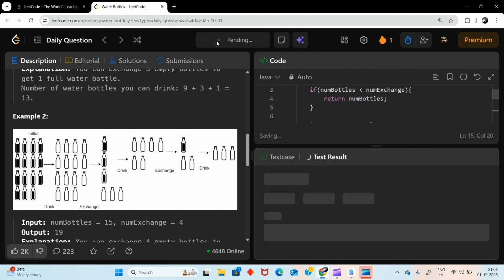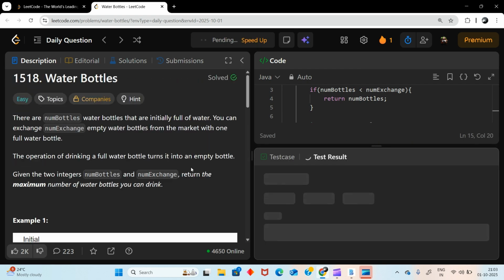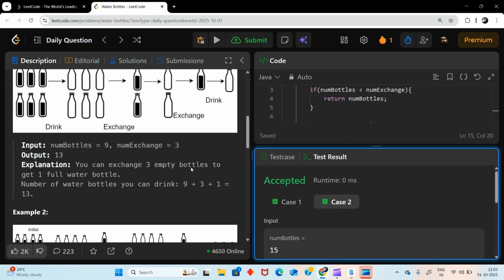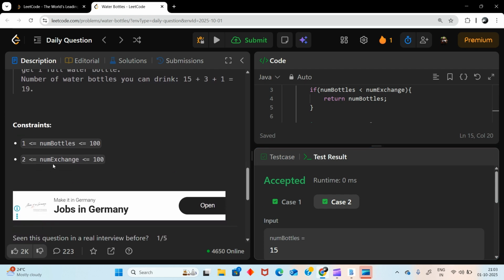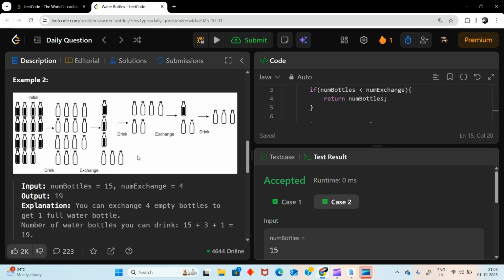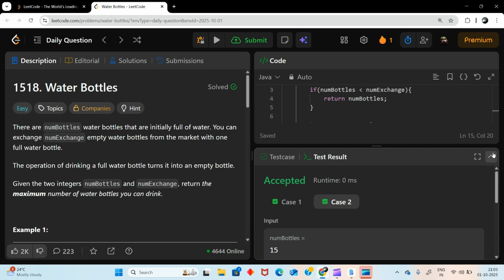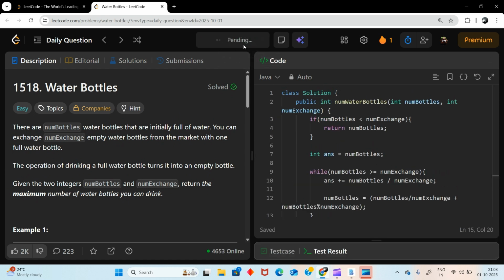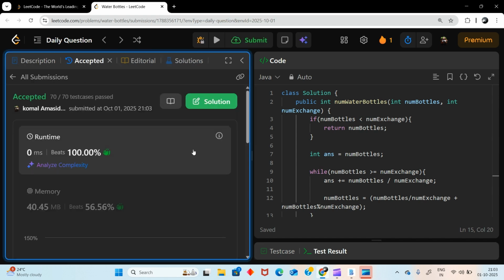Let's run this. Yes, you can see accepted, and also you can see the constraint is small, so we are okay with our solution. Let's submit this solution. Yes, you can see the solution is accepted.